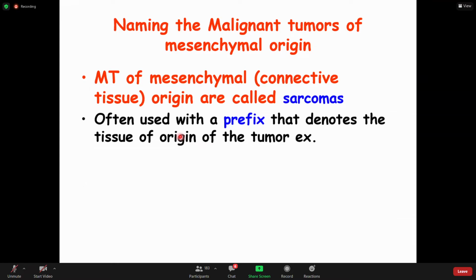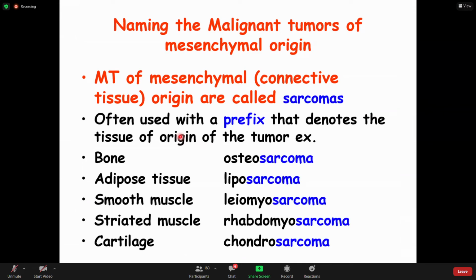Now, naming the malignant tumors that are arising from the mesenchyme, from the mesenchymal tissue. In this case, you will add the sarcoma to it. Okay. So if it's a bone, you will carry the Latin name osteosarcoma, and so on and so forth. Adipose, liposarcoma, leiomyosarcoma, rhabdomyosarcoma, and chondrosarcoma.